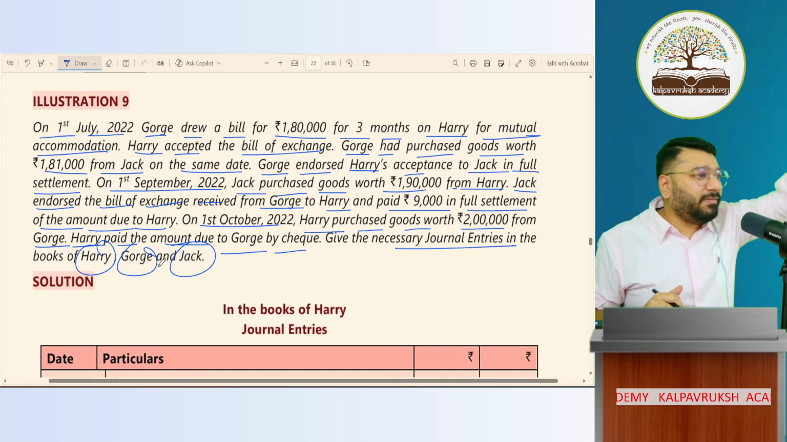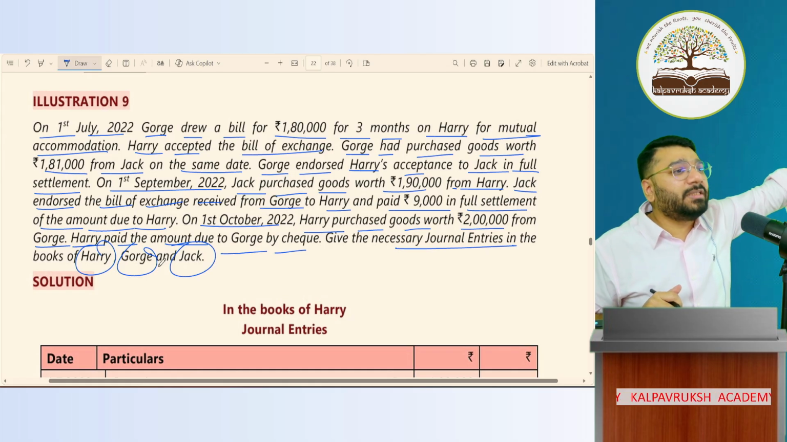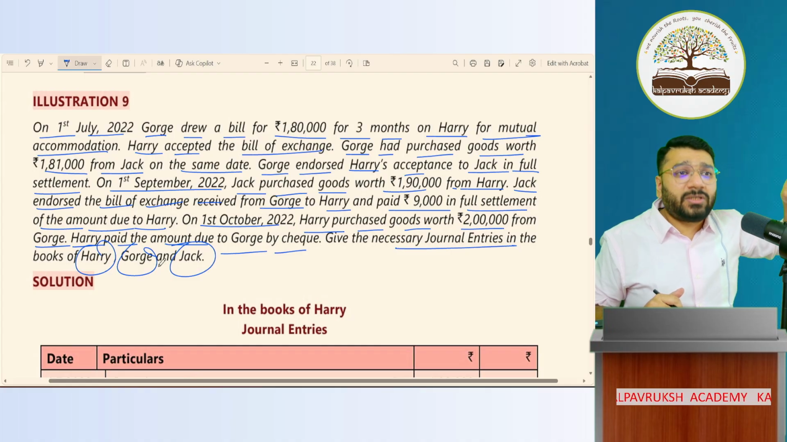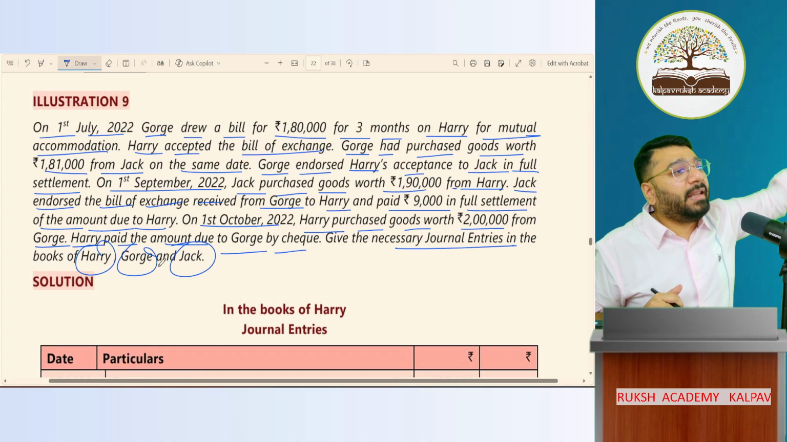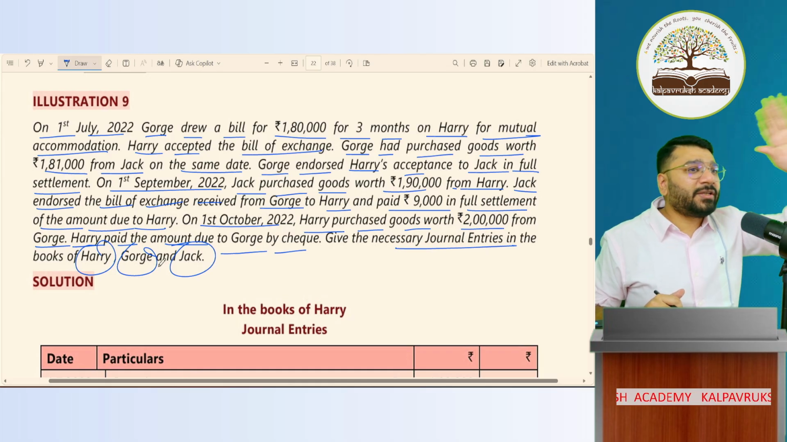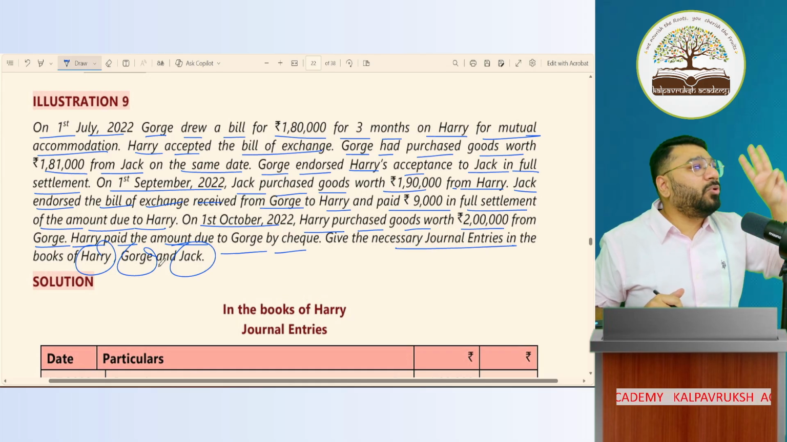You ask your friends anywhere who study in any academy. Nobody will sit and do all this basic workout. The amount of time we spend on bills of exchange is 3 times more than any other academy. You can ask your friends and see. 3 times more you have spent.